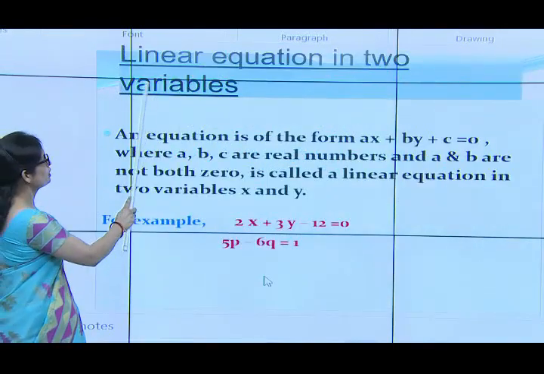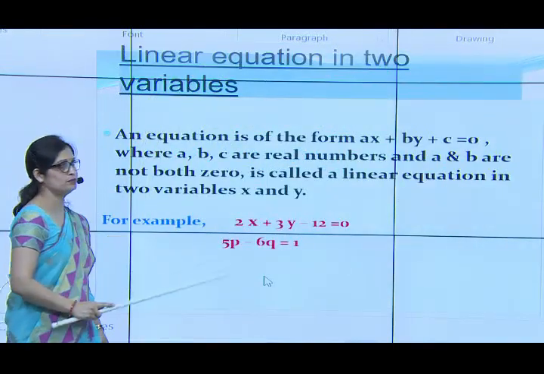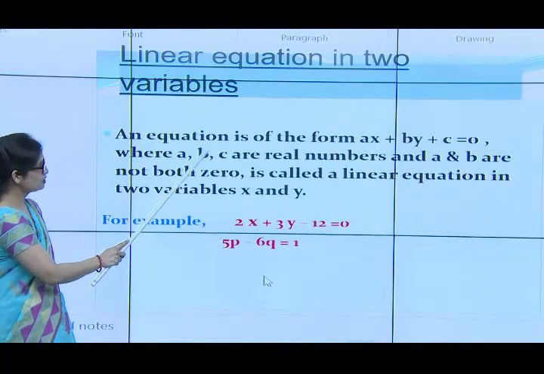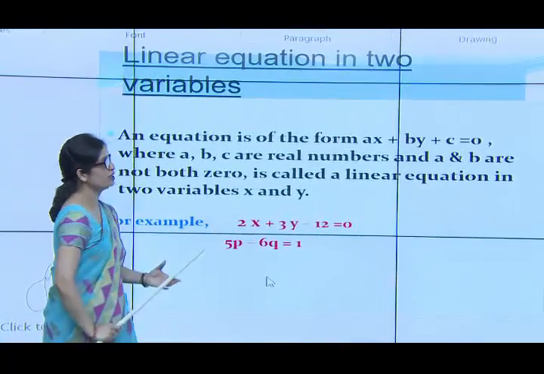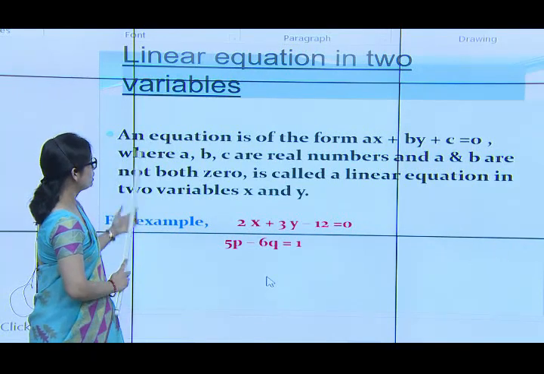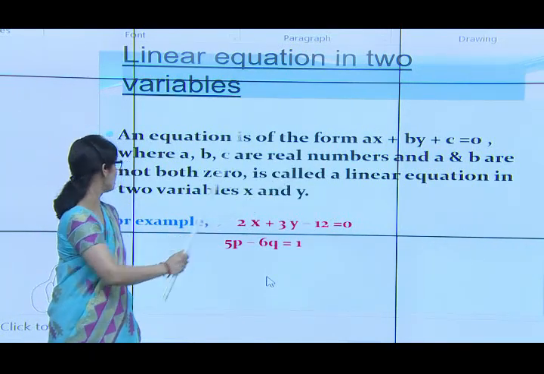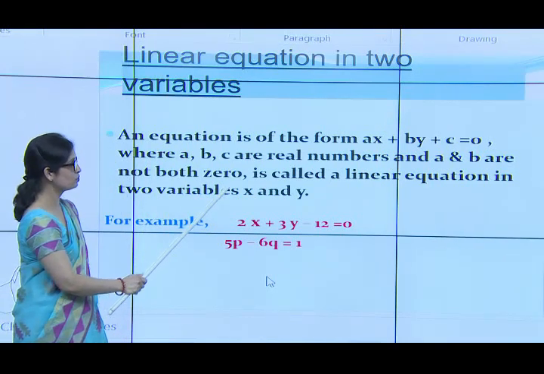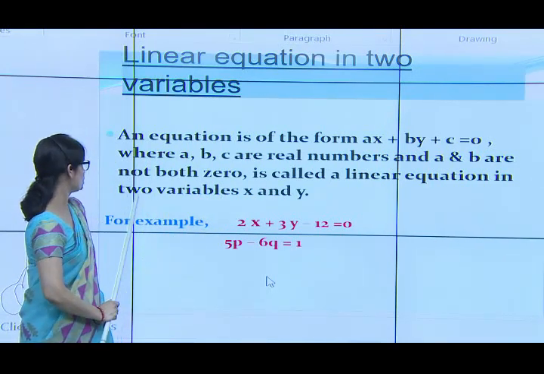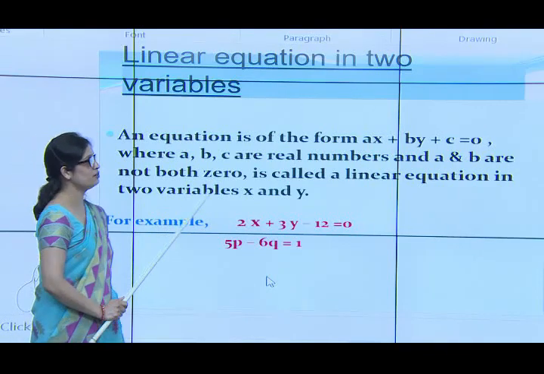Now come to the topic linear equation in two variables. An equation of the form ax plus by plus c is equal to 0, where a, b, c are real numbers and a and b are not both 0, is called a linear equation in two variables x and y.